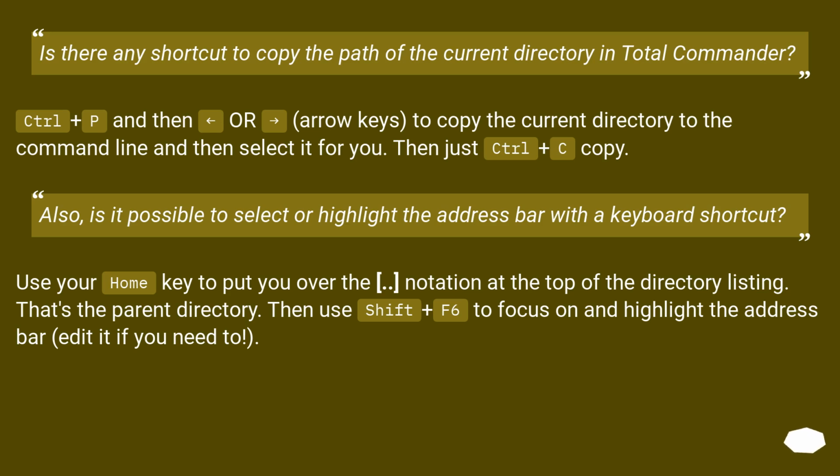Also, is it possible to select or highlight the address bar with a keyboard shortcut? Use your Home key to put you over the notation at the top of the directory listing. That's the parent directory. Then use Shift+F6 to focus on and highlight the address bar, and edit it if you need to.